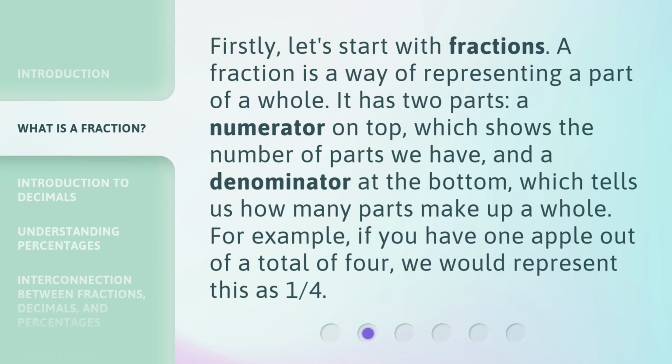Firstly, let's start with fractions. A fraction is a way of representing a part of a whole. It has two parts: a numerator on top, which shows the number of parts we have, and a denominator at the bottom, which tells us how many parts make up a whole. For example, if you have one apple out of a total of 4, we would represent this as 1/4.